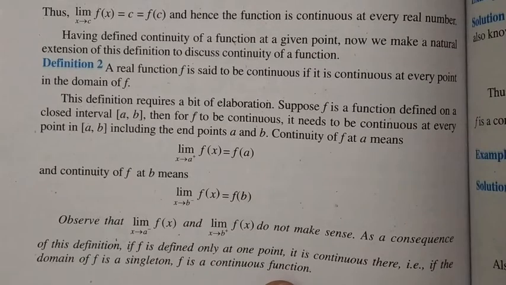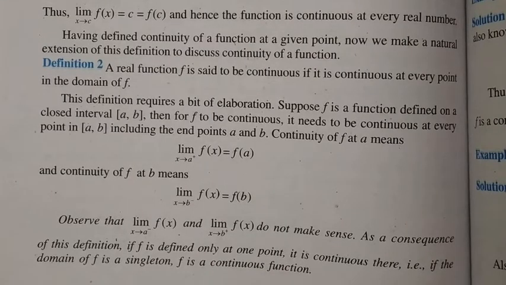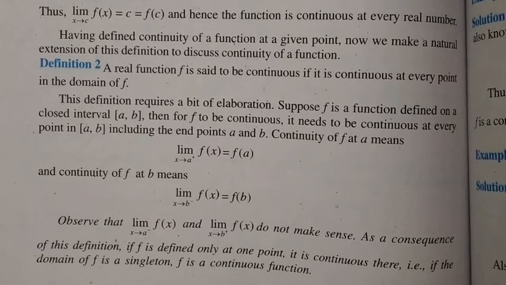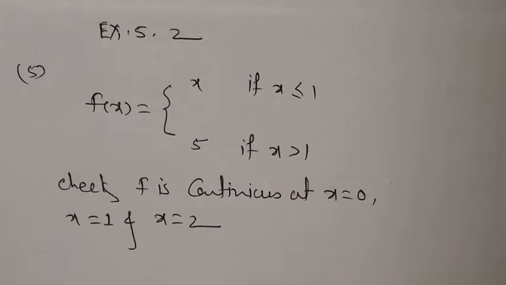Observe that limit x tends to A minus f of x and limit x tends to B plus f of x do not make sense, because A minus is outside the interval and B plus is again outside the interval. As a consequence of this definition, if f is defined only at one point, it is continuous there. And if the domain of f is a singleton, then f is a continuous function. Means what? If the domain is single, then the function is always continuous. On this basis, we have some examples in exercise 5.2.